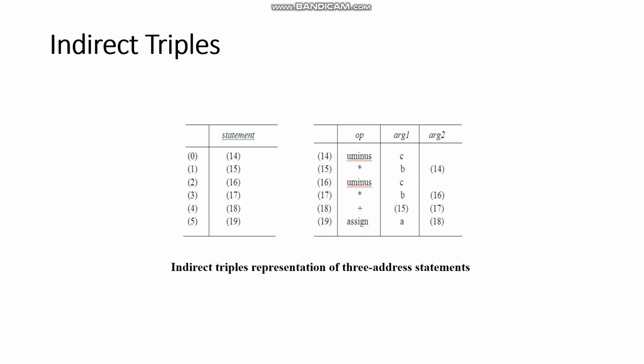Next is the indirect triples. Another implementation of three address code is listing pointers to the triples rather than listing the triples themselves. We just give the indirect names. This implementation is called indirect triples. Here we are directly giving the statement names. Here you can see, let us suppose the array statement lists pointers to triples in the desired order. Okay, let us see.